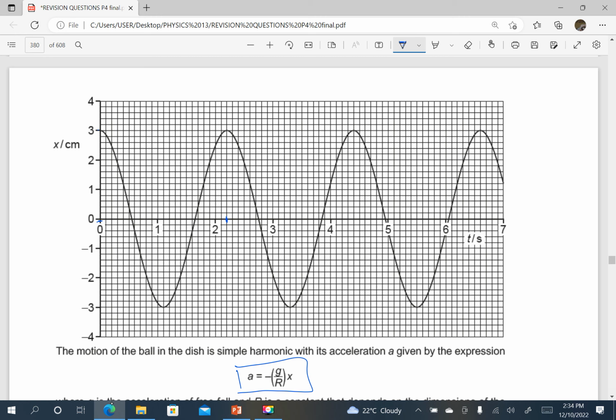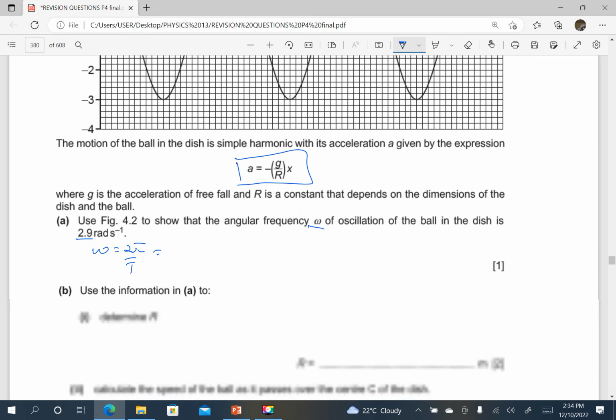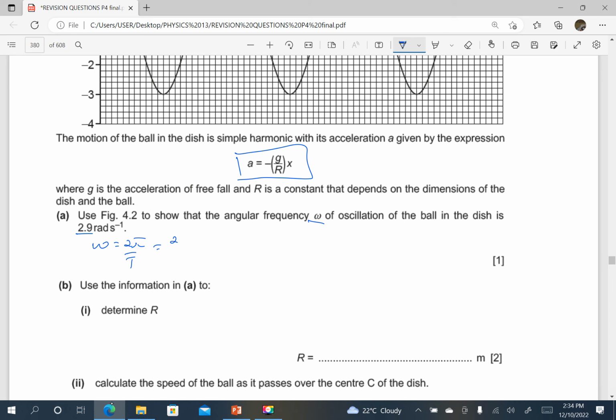The scale here is 0.1, so this is 2.2. So it means this is going to be 2 pi divided by 2.2. I can check with my calculator. So when I press my calculator, I'm getting 2.9 radians per second.